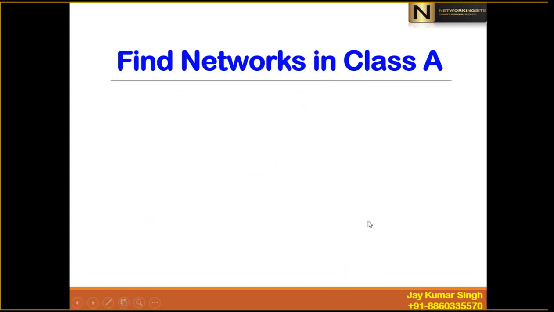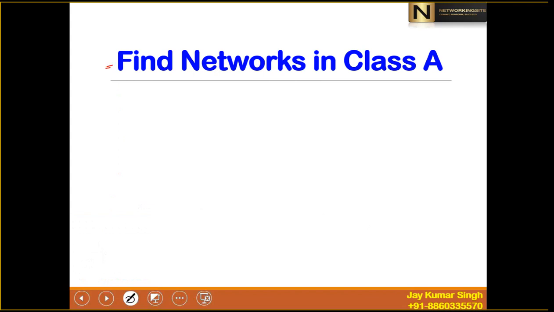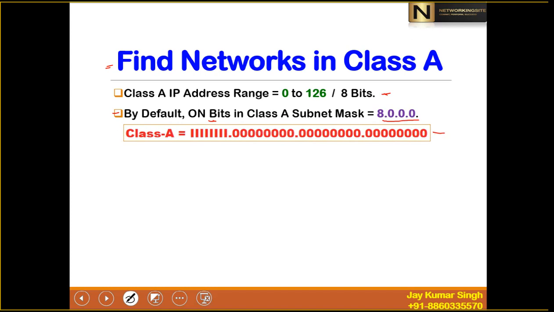So here, the first option we have is to find networks in class A, meaning how many networks will be there in class A. First, the class A IP address range is from 0 to 126. By default, how many on bits are there? 8 bits are on in class A, right? And this is the binary representation of class A bits: 8 bits on and all the rest are 0.